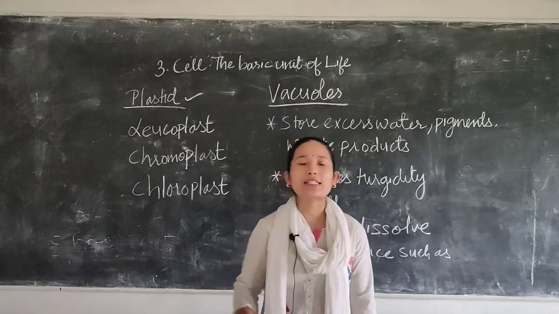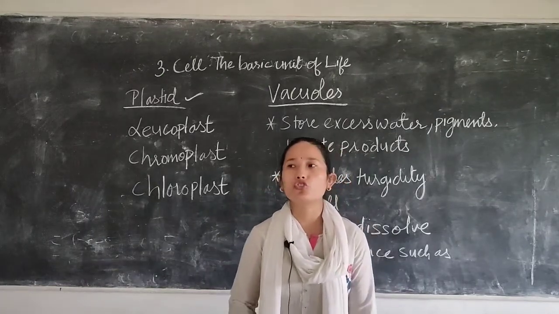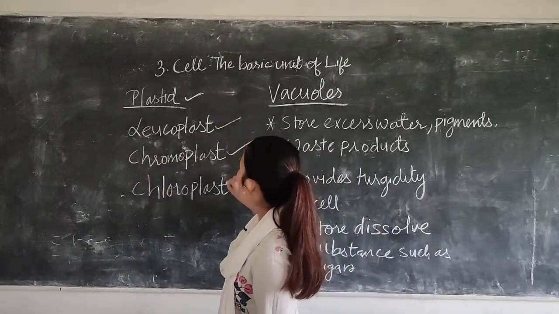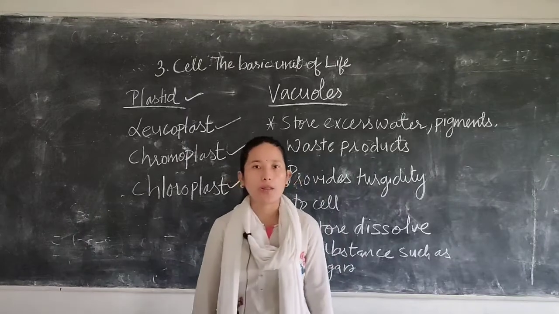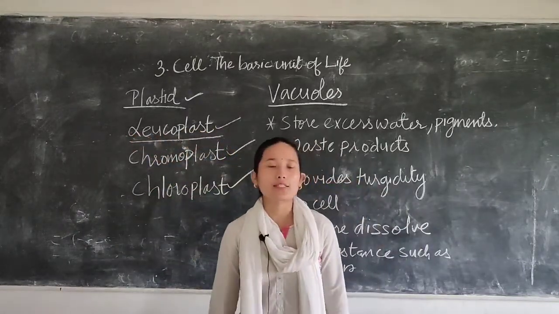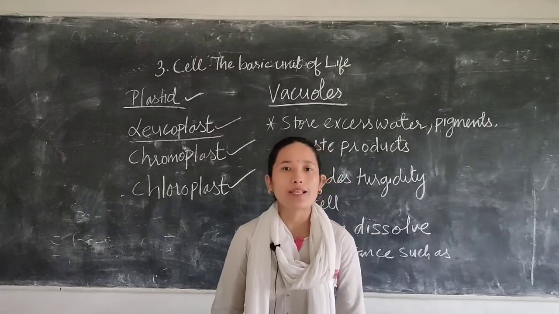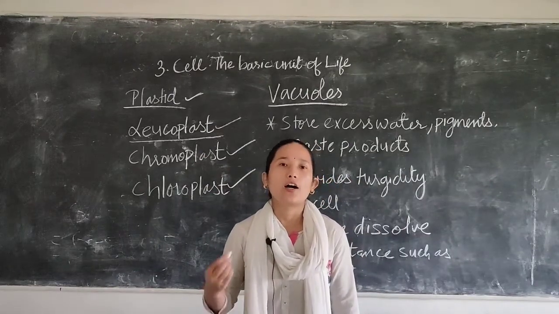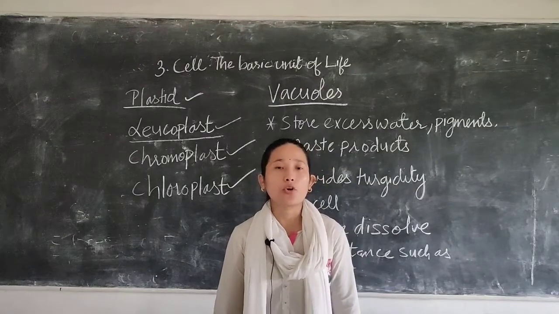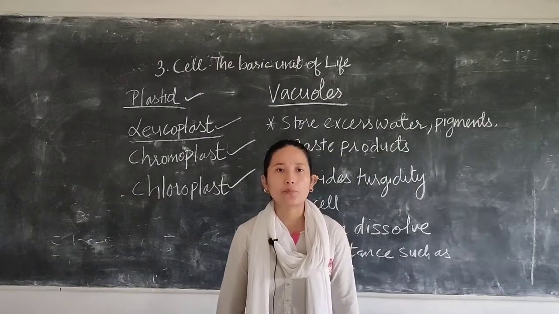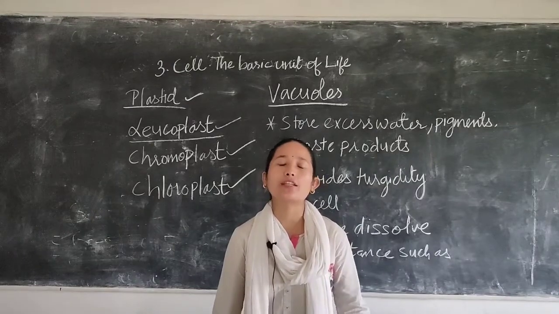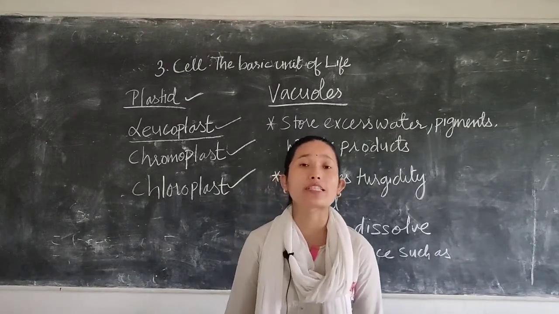So plastid can be divided into three types: leucoplast, chromoplast and chloroplast. Now first coming to the leucoplast. Leucoplast is a colorless plastid. It is present in some of the underground roots and modified stems like potato, and it helps in storage of food. The food is stored in the form of starch.